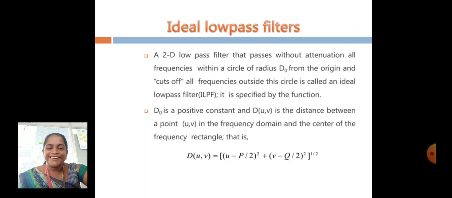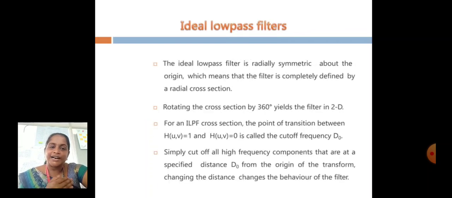Next one is ideal low pass filters. The ideal low pass filter is radially symmetric about the origin, which means that the filter is completely defined by a radial cross section. Rotating the cross section by 360 degrees yields the filter in 2D, two-dimensional.